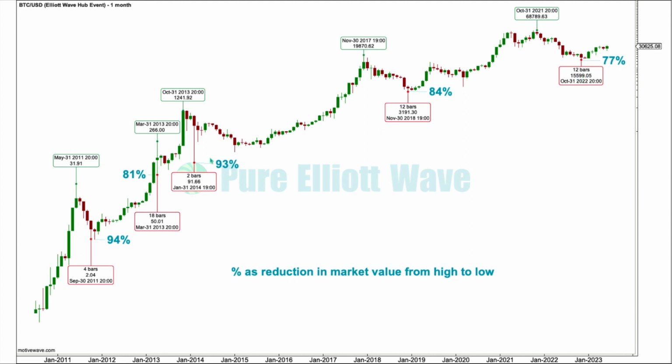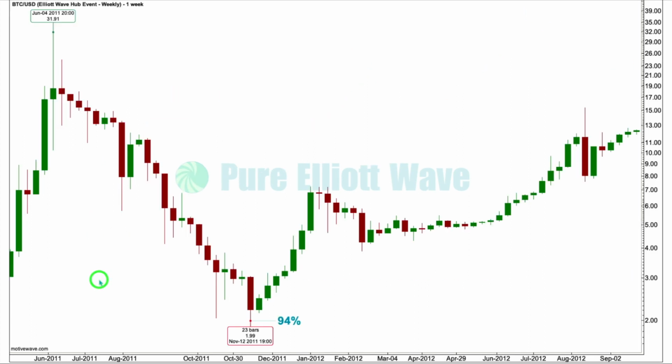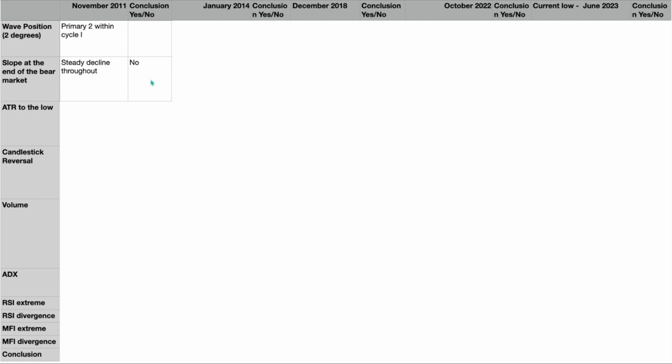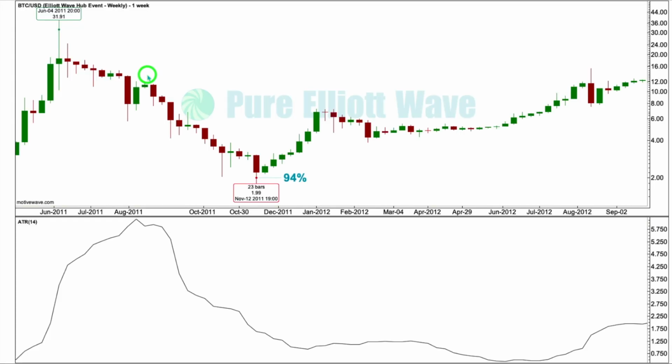So let's go through in chronological order, starting with September 2011. This is the first deep second wave correction, intermediate 2, a 94% reduction in market value. We see a steady decline in slope to the end. So no, we do not see a strong increase in downward slope at the end. That condition is not met.